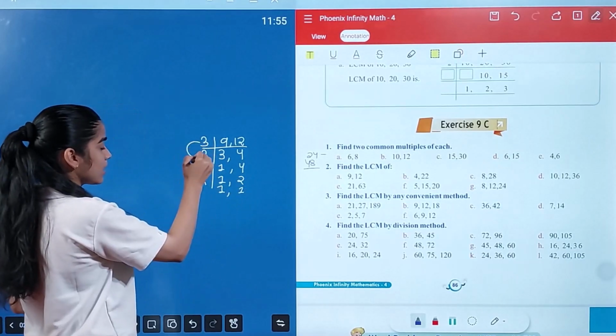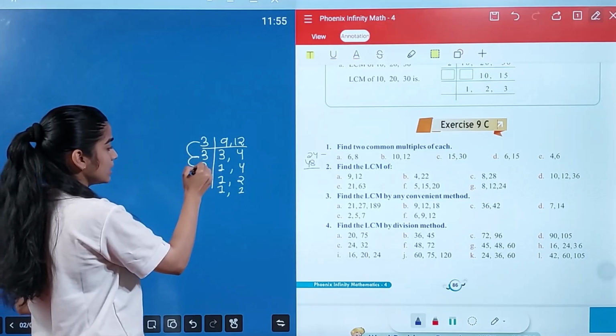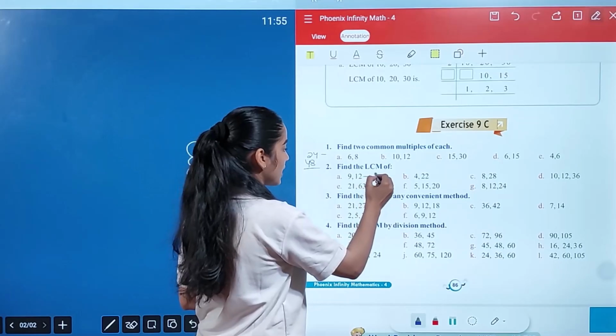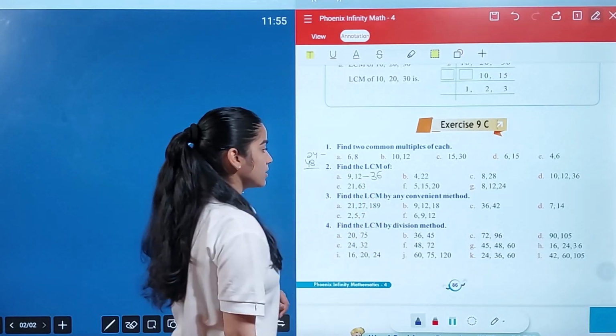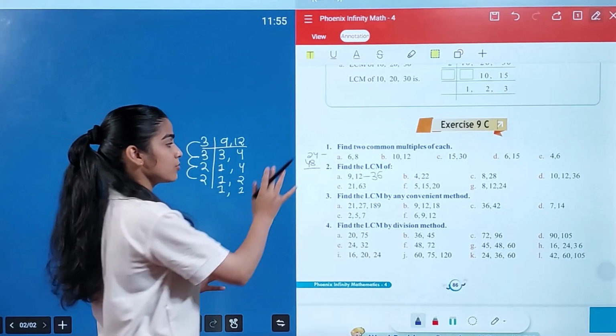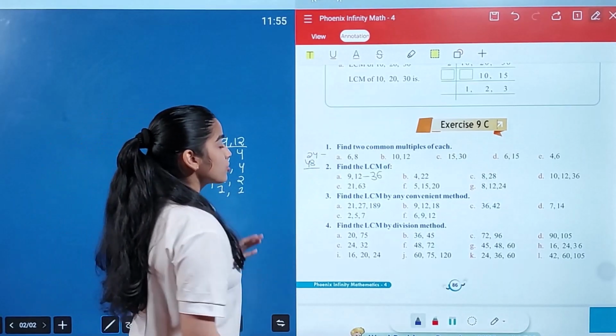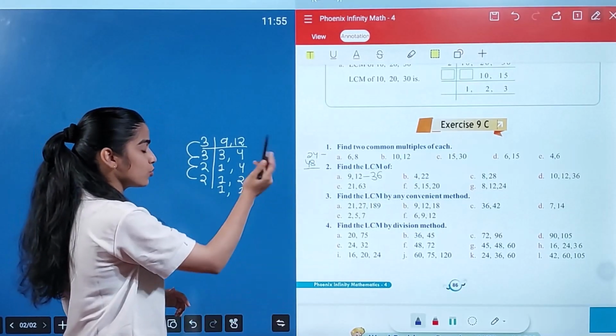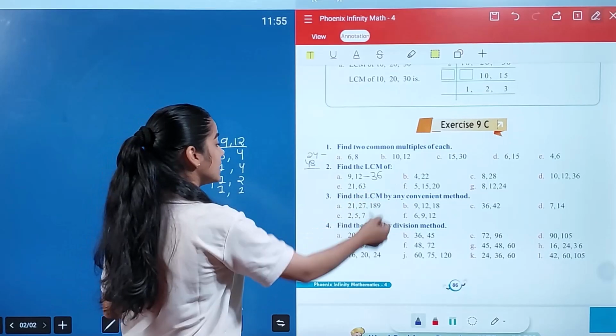So 3 3s are 9, 9 2s are 18, and 18 2s are 36. So your LCM for 9 and 12 is 36. In the same way you can do the rest of the questions you have in question number 2. Now find the LCM by any convenient method.